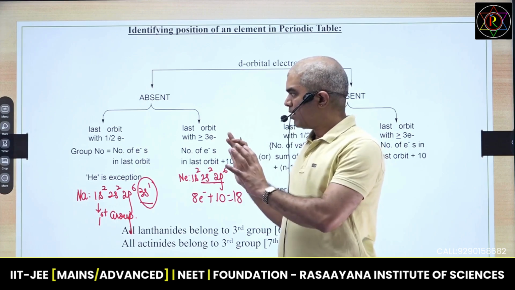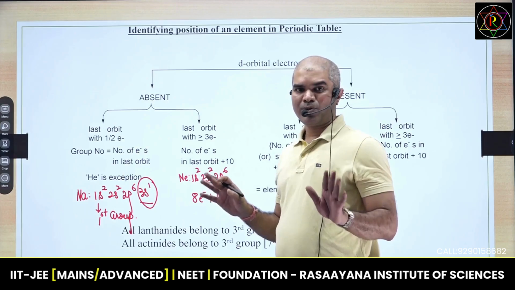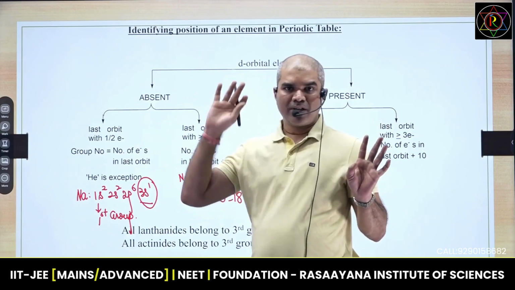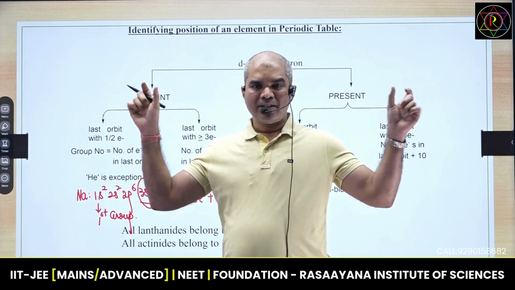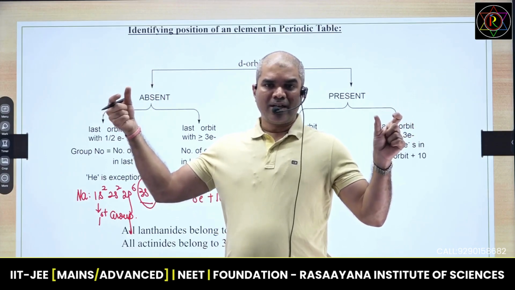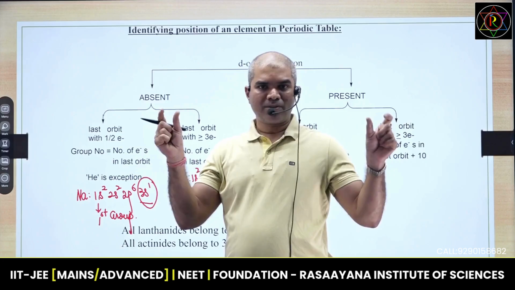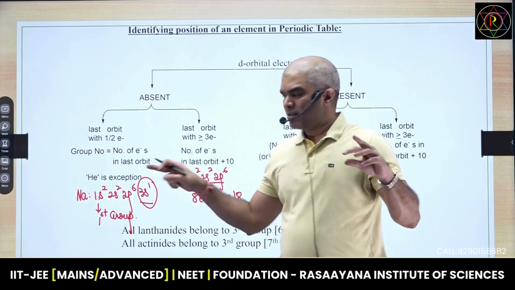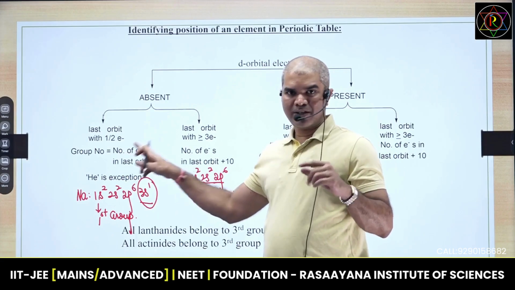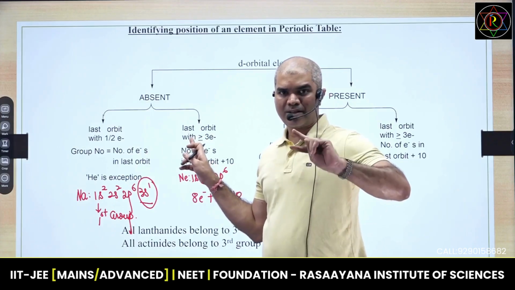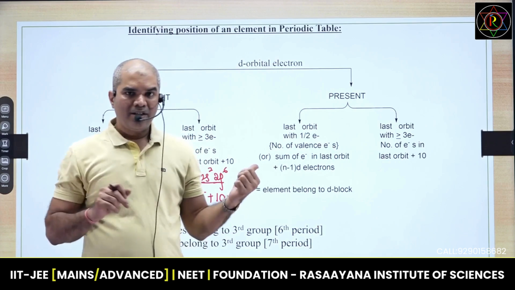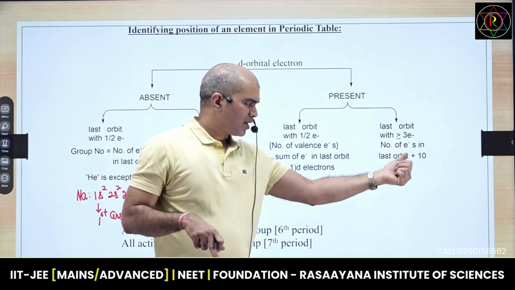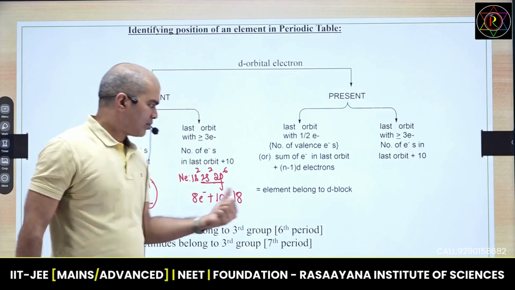You remember this table. Write it at least 5 or 10 times, no issues, even if you write it 15 times, no issues. But simply there are 2 classifications: d electron absent, or d electron present. The second classification is whether the last orbit has 1 or 2 electrons, or greater than 2 electrons. If the last orbit has greater than 2 electrons and d electrons are absent, then the group number is the number of electrons present in the last orbit plus 10. Next case, if d electron is present, the group number is the number of electrons present in the last orbit plus the number of d electrons. So 2 examples we have done.